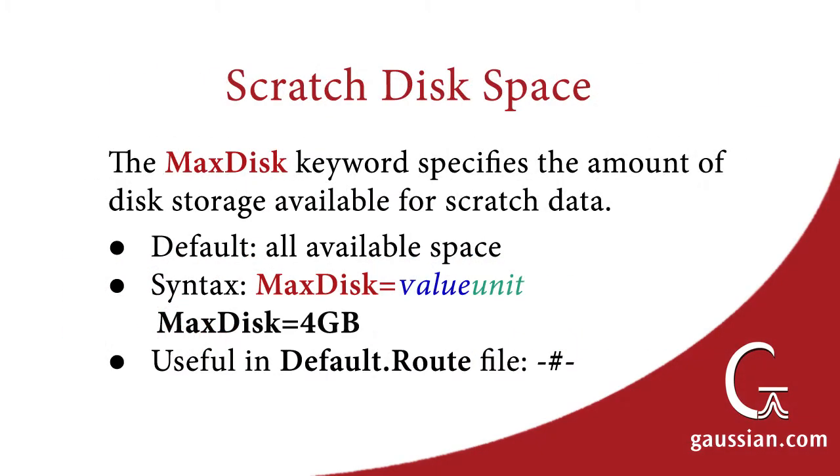The MaxDisk keyword provides a mechanism for telling Gaussian how much disk space is available for the calculation's scratch data. The default is an unlimited amount of space. MaxDisk is useful for limiting Gaussian's disk use on systems with limited available space. When disk is limited, Gaussian will choose algorithms based on the available space when possible.